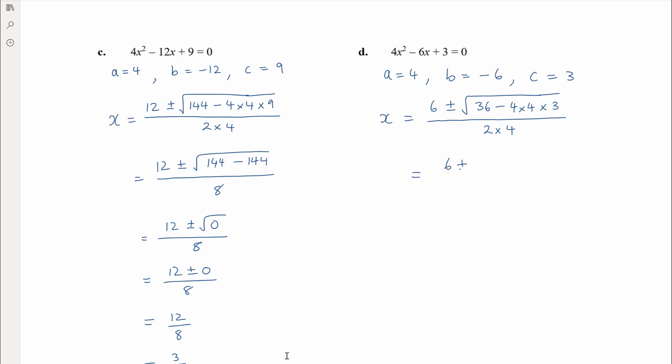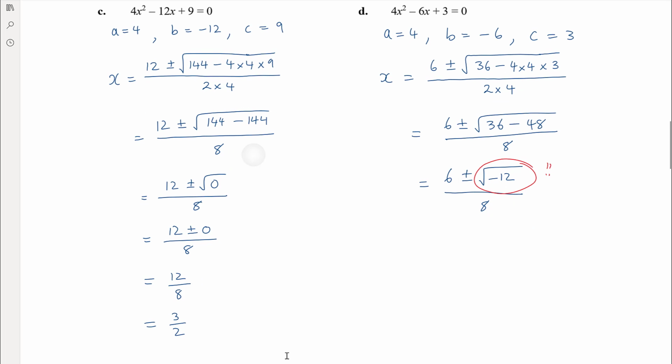Alright, we've got 6 plus or minus the square root of 36 minus, now 4 times 4 is 16, and 16 times 3, or you might have done 4 times 3, which is 12, and 12 times 4, either way, it's 48 over 8. So we get 6 plus or minus the square root of, now 36 minus 48 is negative 12 over 8. And we've hit a problem. It's not possible to take the square root of a negative number, and so therefore this expression we've got here doesn't actually exist, and so therefore this equation actually has no solutions.